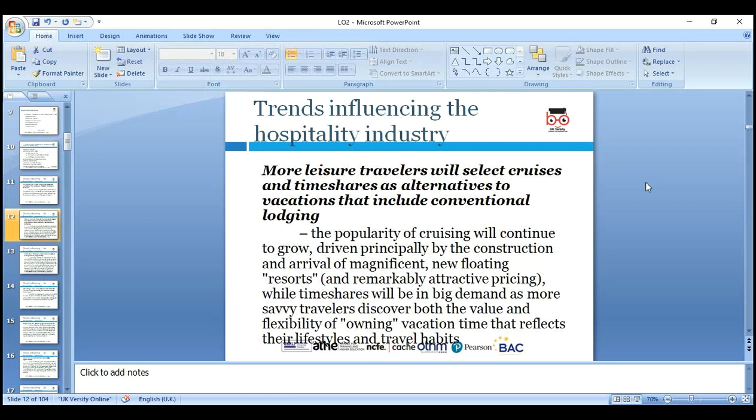A trend influencing hospitality: more leisure travelers will select cruises, which of course we can look at, timeshares, and vacations including conventional lodging. The popularity of cruising will continue to grow, driven principally by construction and the arrival of significant new floating resorts that are remarkable, attracting pricing.